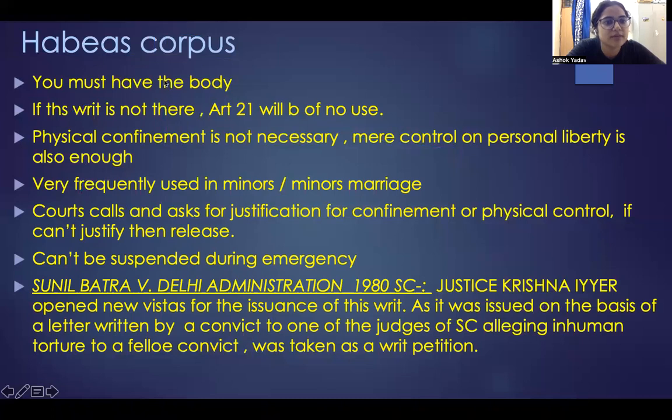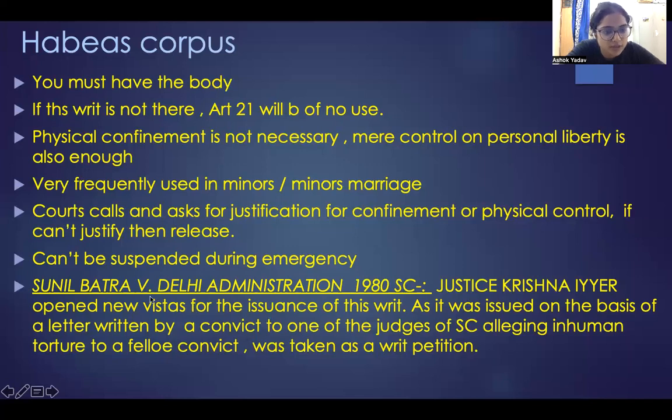Yeah, so we were discussing habeas corpus, which says you must have the body. This writ gets its origination from Article 21, which talks about right to life and personal liberty. Under this writ, physical confinement is not necessary. In fact, mere physical control over a person or over personal liberty is sufficient to file this writ. It is very frequently used in cases of minors and minors' marriage. The court calls and asks for justification for confinement or physical control. If the party is not able to justify why they have confined the person or put the person under some physical control, then the court will order the release of the person so confined. This writ cannot be suspended even during emergency.